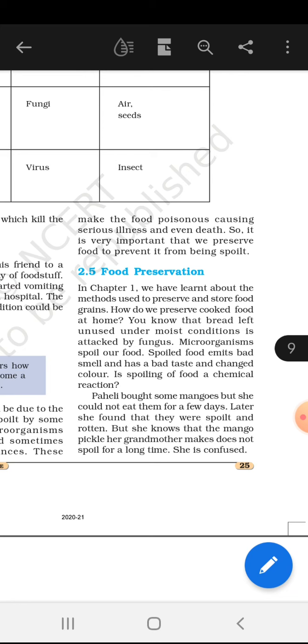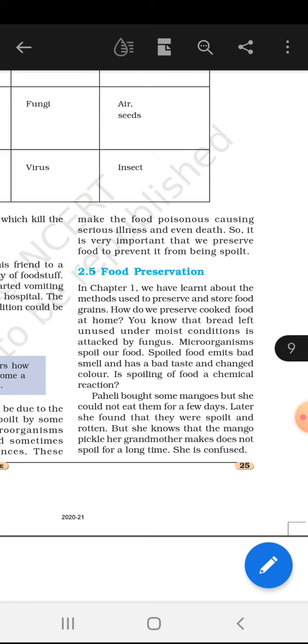So, how can we save our food from the action of microorganisms? That is what we are going to see in this section. Microorganisms spoil our food. Spoiled food emits a bad smell, has a bad taste and changed color because of some chemical reaction. Because of this chemical reaction, the food gets spoiled and is not suitable for eating.